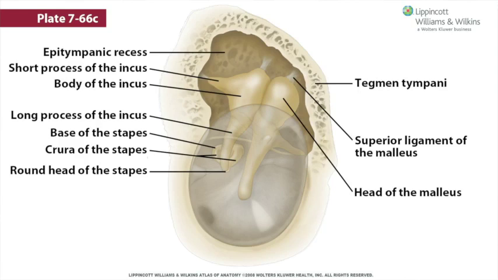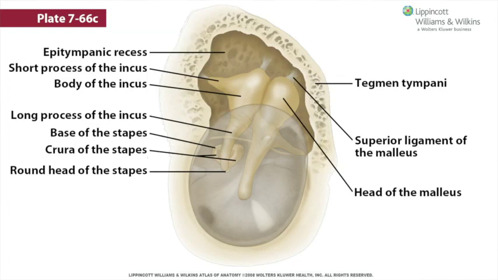The body of the incus gives rise to 2 processes. The short process projects towards the posterior wall of the tympanic cavity and attaches to the wall via a short ligament. The long process projects inferomedially and ends in the thin, delicate lenticular process that articulates with the round head of the stapes at the synovial incudostapedial joint.